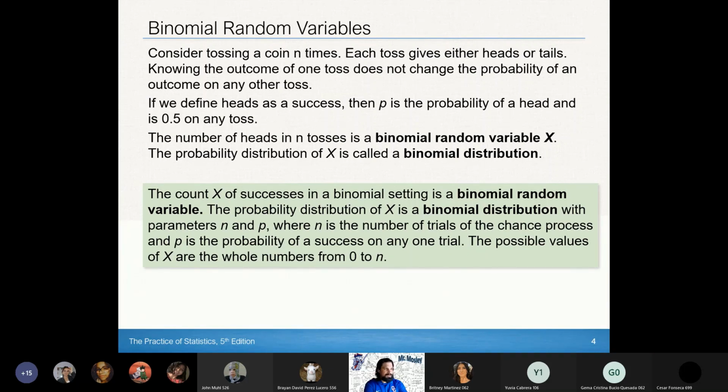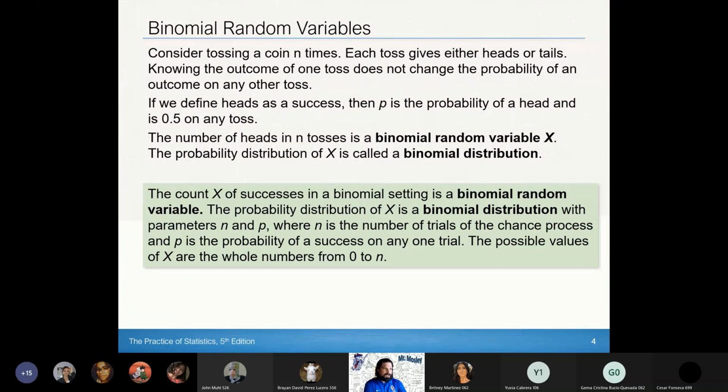The count X of successes in a binomial setting is a binomial random variable. The probability distribution of X is a binomial distribution with parameters n and p, where n is the number of trials of the chance process and p is the probability of success on any one trial. The possible values of X are the whole numbers from 0 to n.